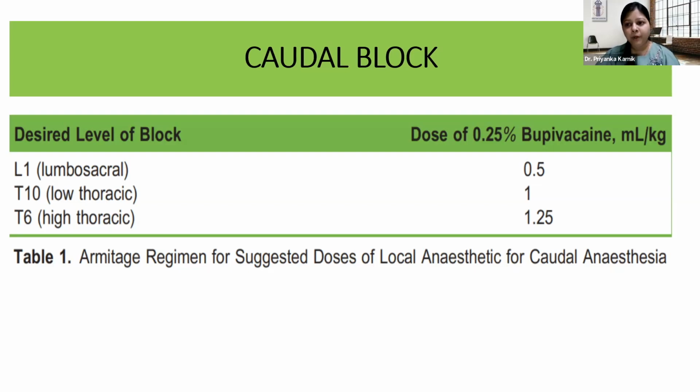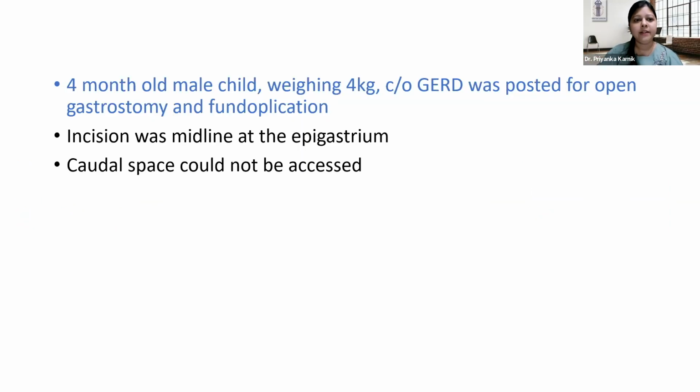But what if we are not able to access the caudal space? We all know that now we are moving away from the central neuraxial blocks. We are moving towards the truncal blocks, the blocks which are not actually accessing the central neuraxis. So which are those blocks which we can use and which are easier also to do? Let us see one case scenario.